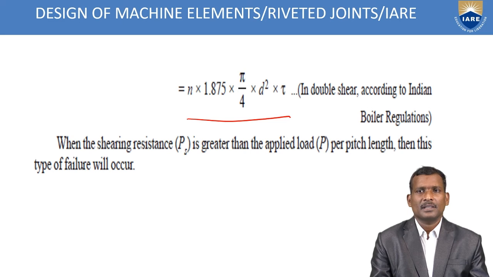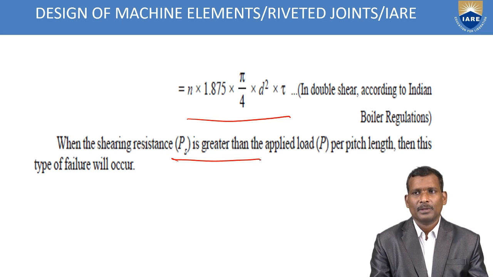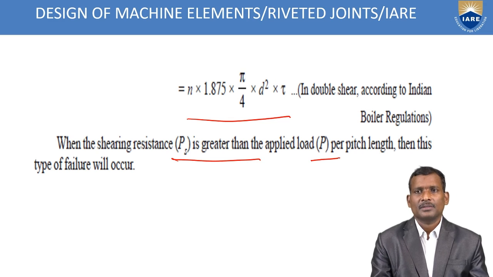When the shearing resistance, that is Ps, is less than the applied load per pitch length, this type of failure will occur. Clear? So that's why we need to calculate the shearing resistance of the joint.